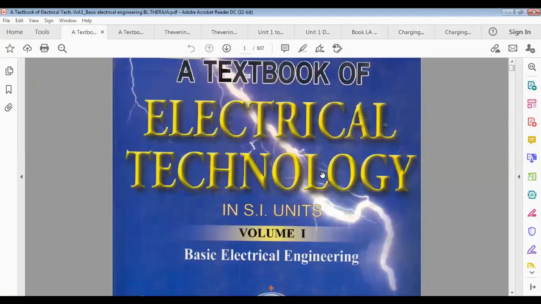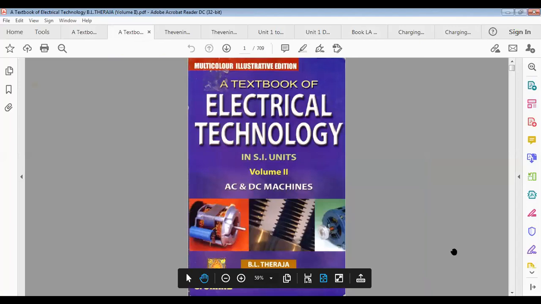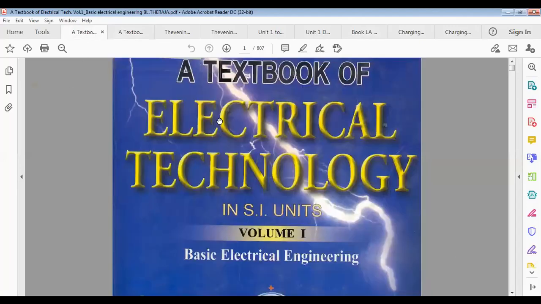Okay. So see, yesterday or the day before on Google Classroom, I posted the BL Thareja volume 1 and volume 2 links. Using those links, you can download the books. Now, see, only transformer is there in volume 2. Otherwise, everything else you will find in volume 1. So transformer, unit 3, is in volume 2. The rest, that is unit 1, 2 and 4, is completely there in volume 1 of BL Thareja.